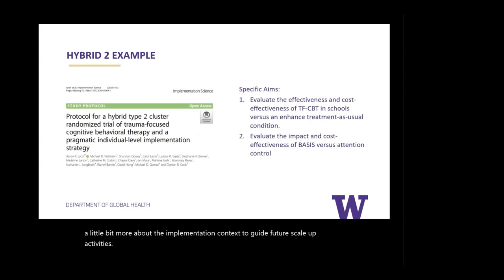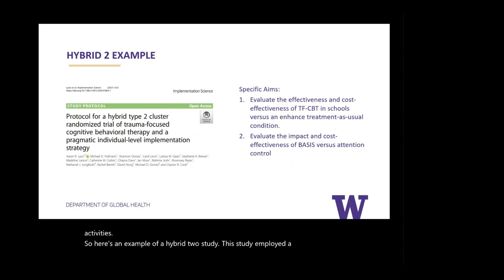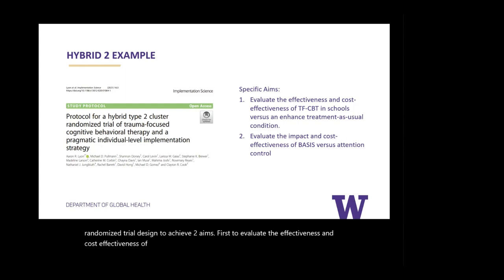So here's an example of a hybrid 2 study. This study employed a cluster randomized trial design to achieve two aims. First, to evaluate the effectiveness and cost-effectiveness of trauma-focused cognitive behavioral therapy in schools versus an enhanced treatment as usual condition. And secondarily, number two, to evaluate the impact and cost effectiveness of BASIS versus attention control. And BASIS is the branded, named implementation strategy. It's a bundle of implementation strategies called BASIS.